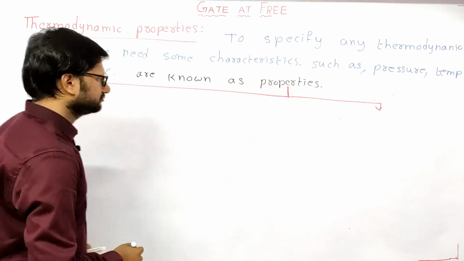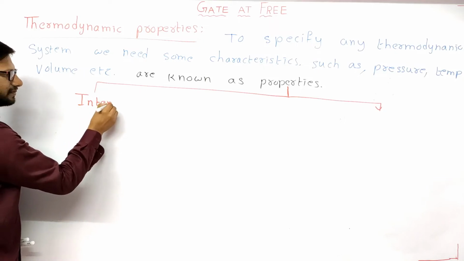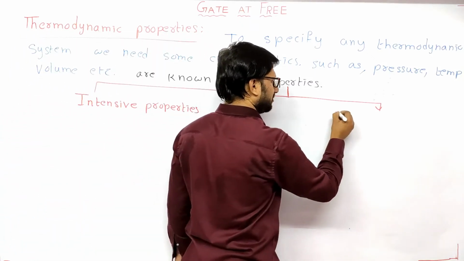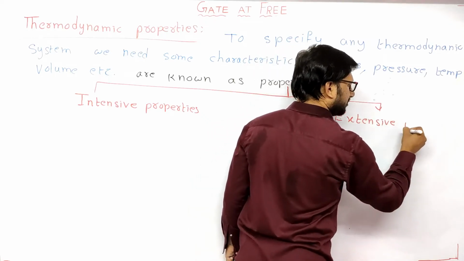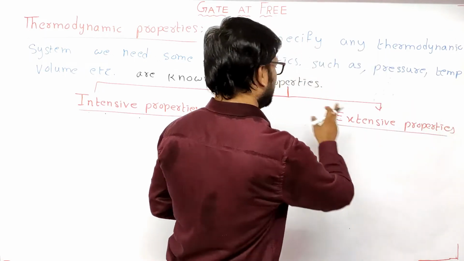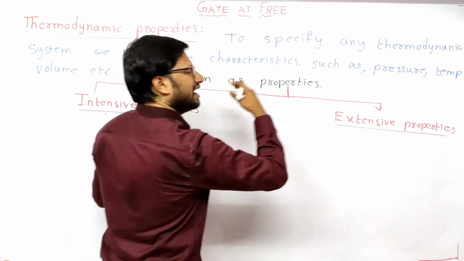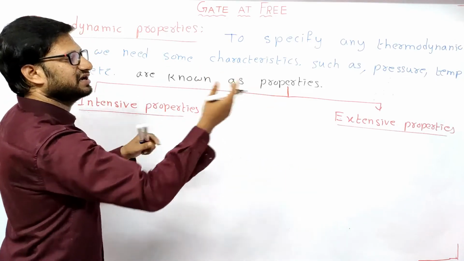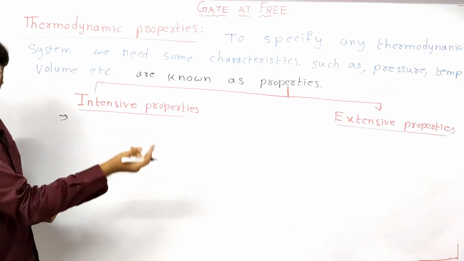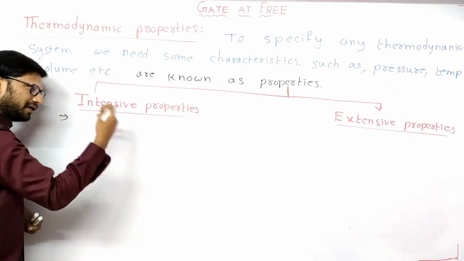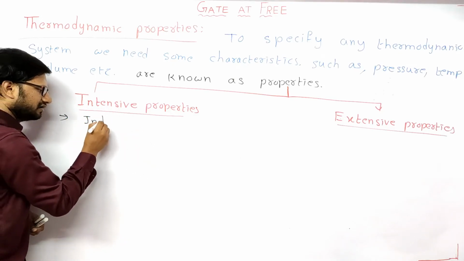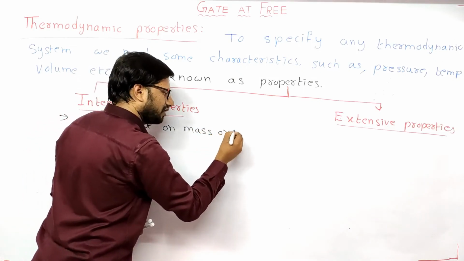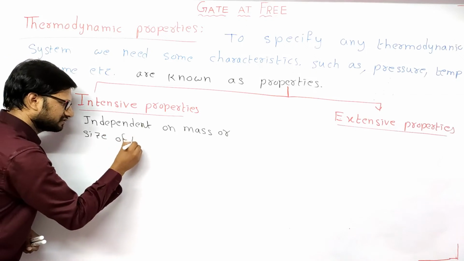Now, the properties are classified into intensive properties and extensive properties. Now, first note down the definition of intensive properties and extensive properties. Now, what is meant by intensive property? The intensive property, the properties which are independent of mass or size of the system.